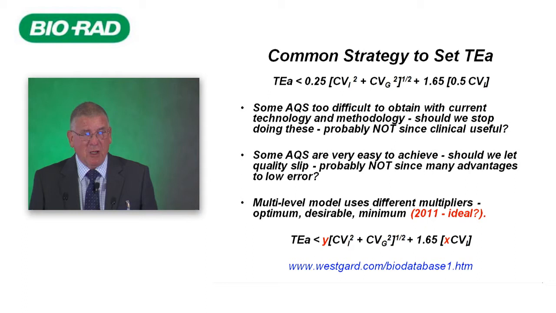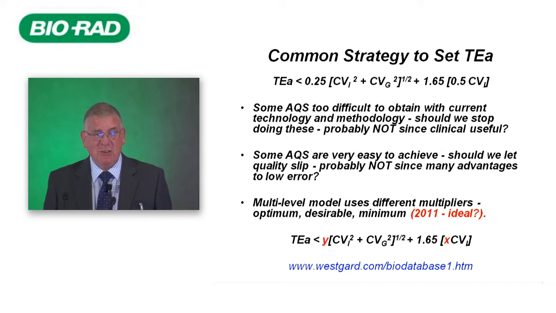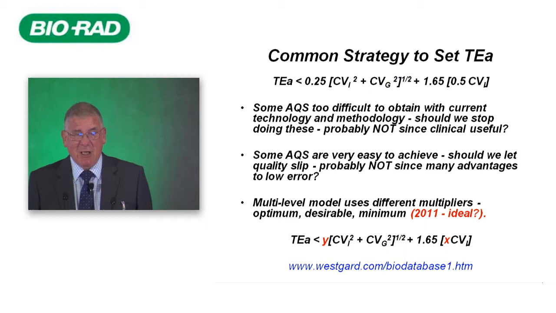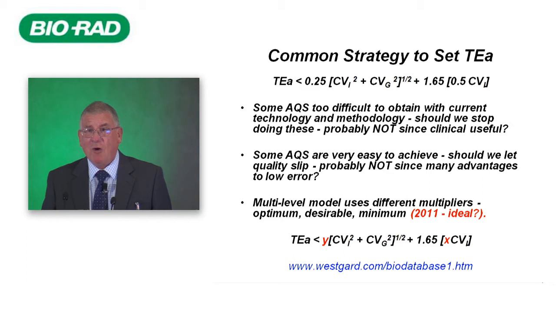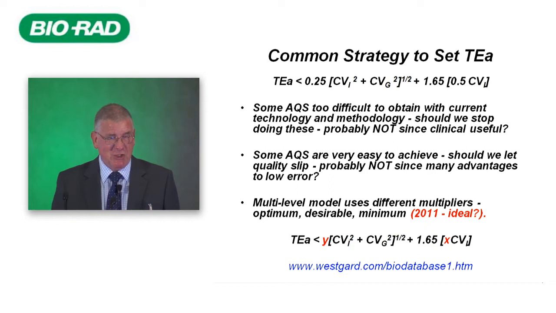So the total allowable error, based upon biological variation, is less than a quarter times the group biological variation, that's within and between subject, that is the desirable or allowable error for bias, plus 1.65, which is to give 95% probability, times one half of the within subject biological variation, which is the desirable goal for imprecision.